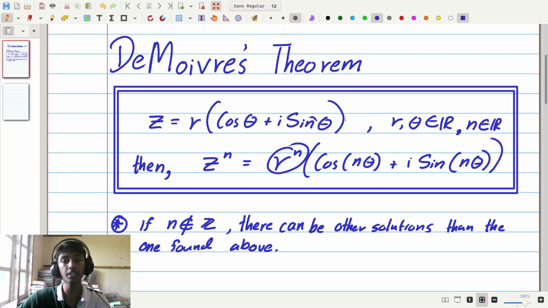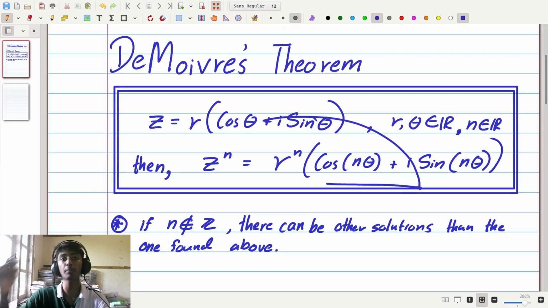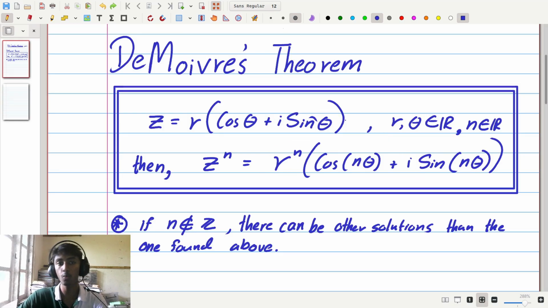However, the angle on the inside became n times the original angle. As you can see here, we have r and theta, which became r to the power of n and n times theta. So if you think about it, the complex number got rotated around the axis such that its angle is now n times the original angle, and its length is r to the power of n, where r was the original length of the complex number.